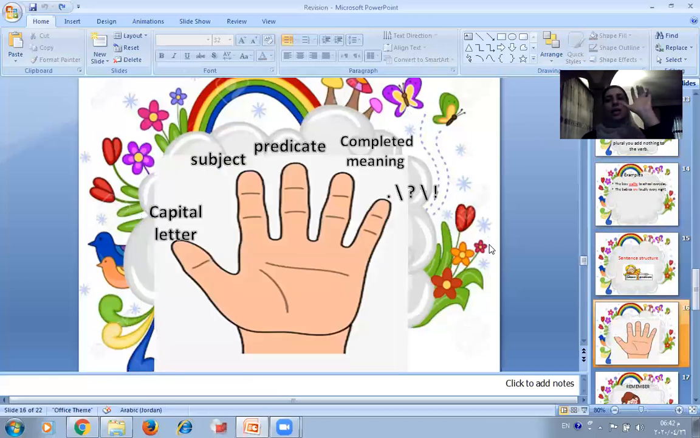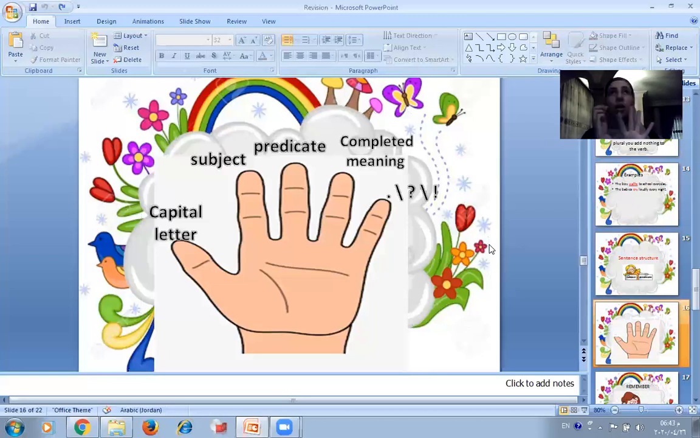Okay. Now the sentence, we always say that the sentence should start with a capital letter and end with a full stop, question mark, or an exclamation mark. So it should start with a capital letter, end with a full stop, question mark, or an exclamation mark. It should have a subject, it should have a predicate, and it should have a complete meaning. So subject, predicate, and a complete meaning.